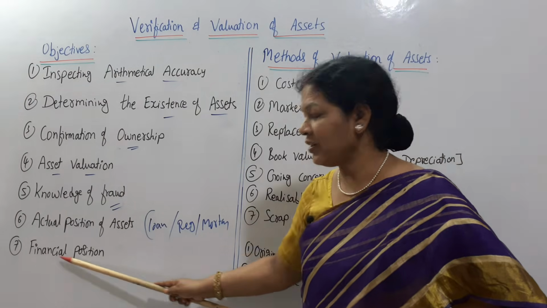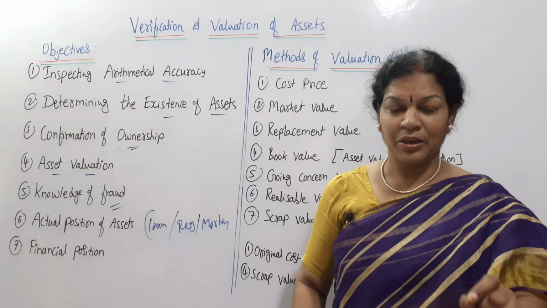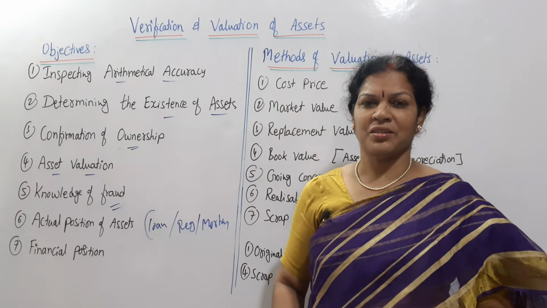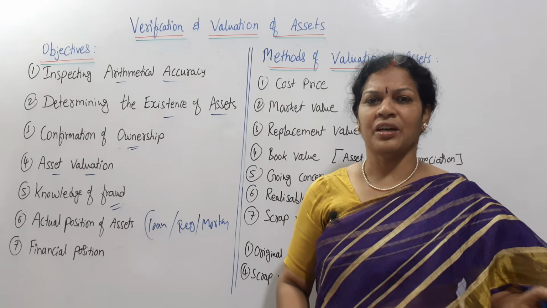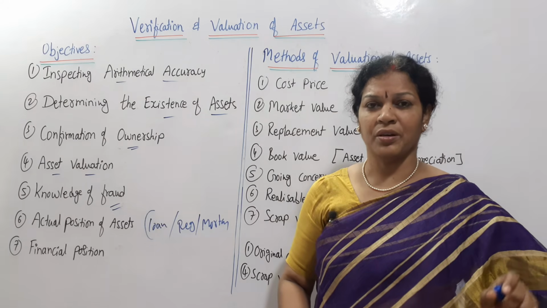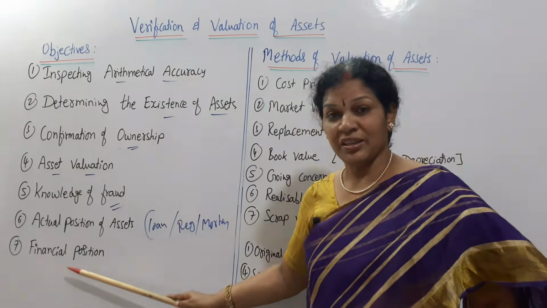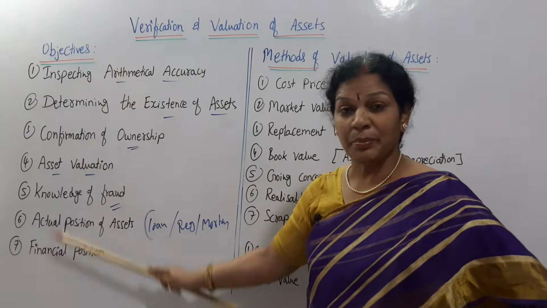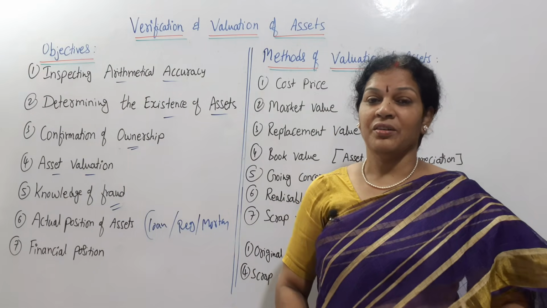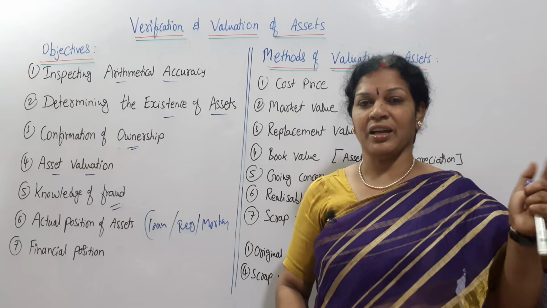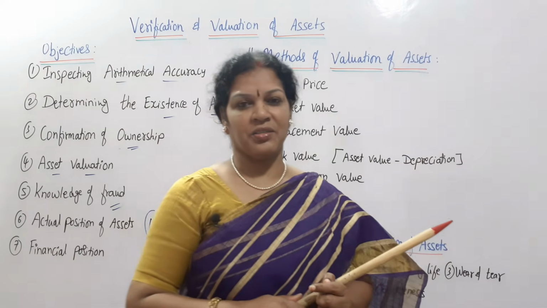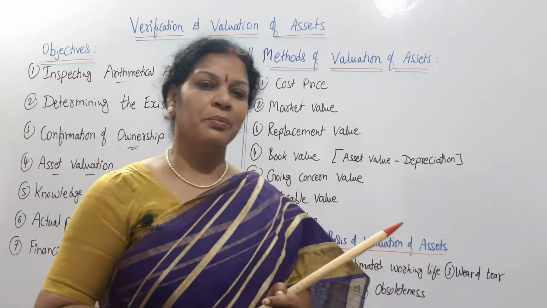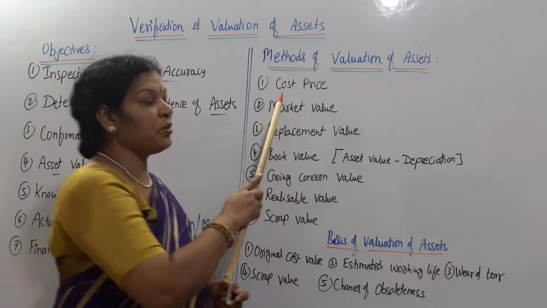And the last step is the financial position. What is the financial position of that asset? Means, is it free from loan? Is it having any kind of loan or mortgage, anything? He has to check it. These are the main objects of the verification and valuation of assets and liabilities. Now coming to how to value the asset. There are different methods, and those methods we are going to discuss.